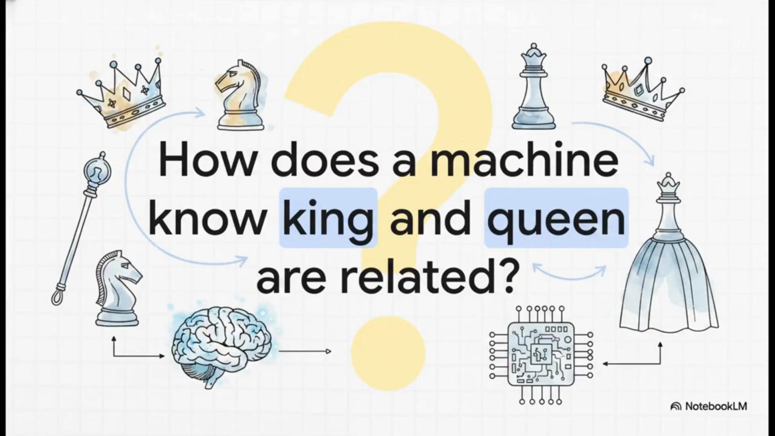Think about this question for a second. How does a machine know that king and queen are related? Now, to you and me, the connection is instantaneous, right? But a computer? Well, a computer doesn't naturally understand words at all. It only understands numbers. So when it looks at the actual letters in king and queen, it is completely blind to the obvious human connection between them.